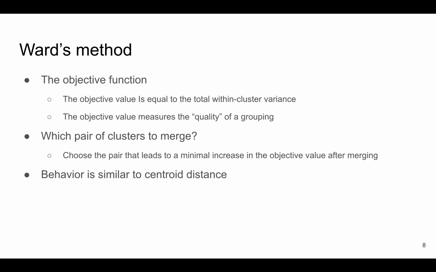And we'll be using something called Ward's method to calculate the hierarchical clustering. Ward's method is based on something called an objective function, which measures how good a grouping is. The objective function value is equal to the variance within each cluster, summed up over all clusters. At each step, Ward's method will merge the pair of clusters that leads to the minimal increase in the objective value. This is roughly the same as a centroid distance type algorithm, where the distance between two clusters is the distance between the two centroids.